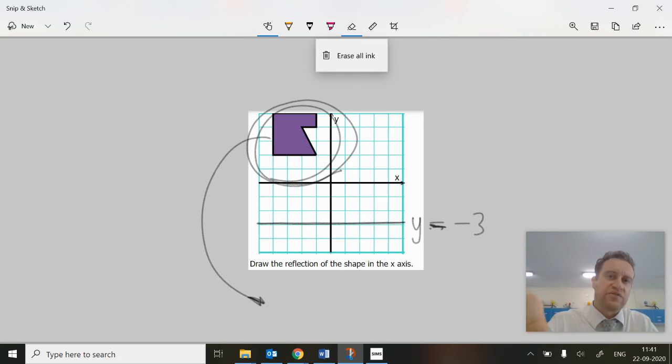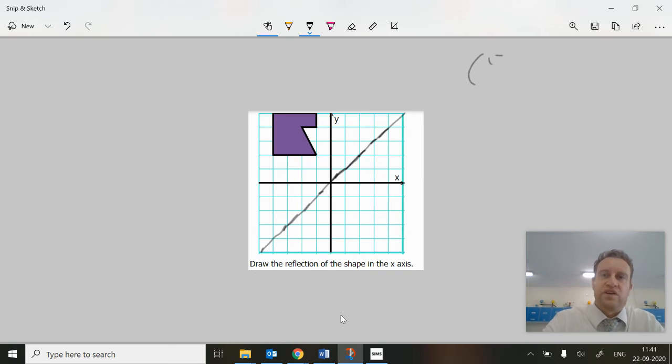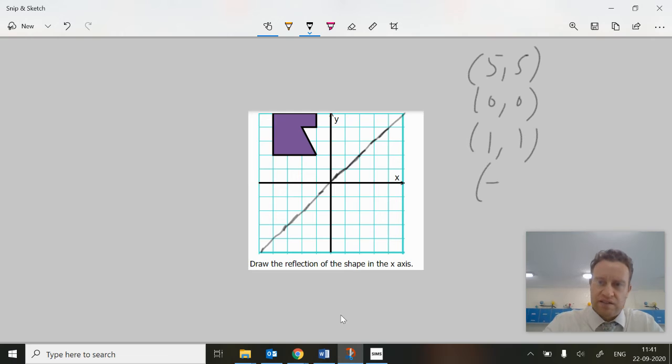Okay, finally with reflection, it is commonly asked for you to reflect across diagonal lines. So let's take this diagonal line here. You might know what the equation of this line is as well. So this diagonal line has coordinate points on it, 5, 0, 0, the origin, 1, 1, and so on. And you can see that minus 2 is down here. So for all of those coordinate points, the first number is equal to the second number.